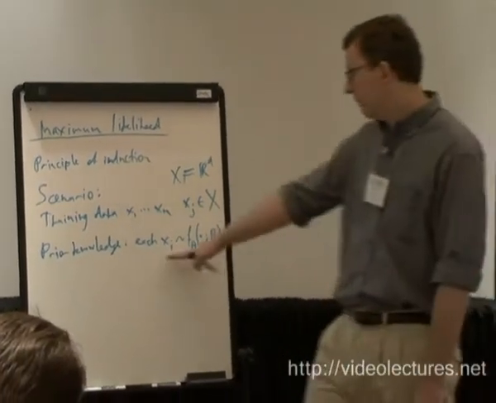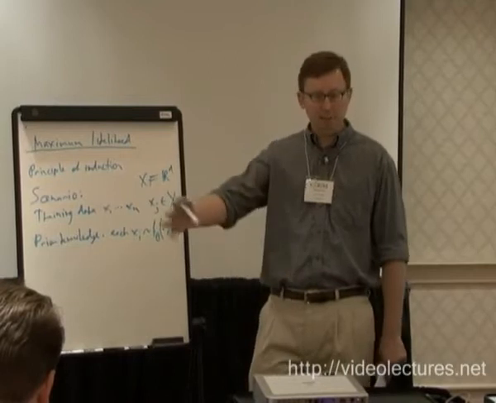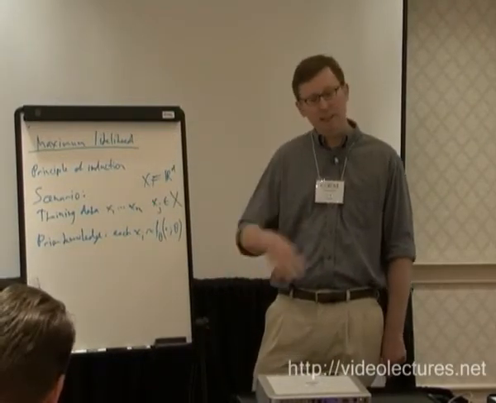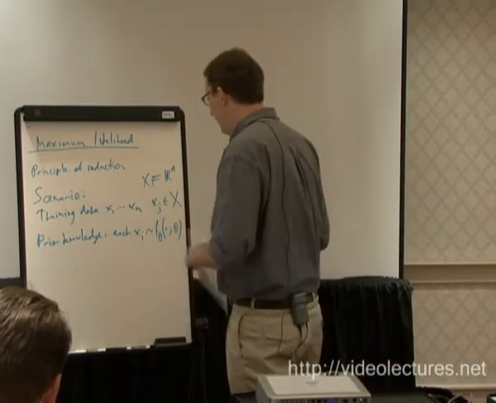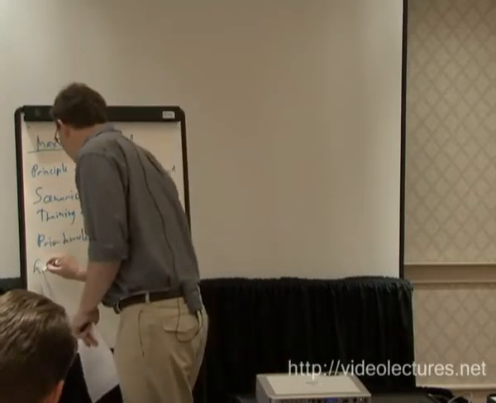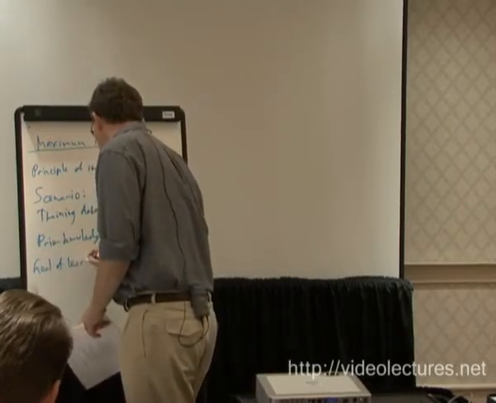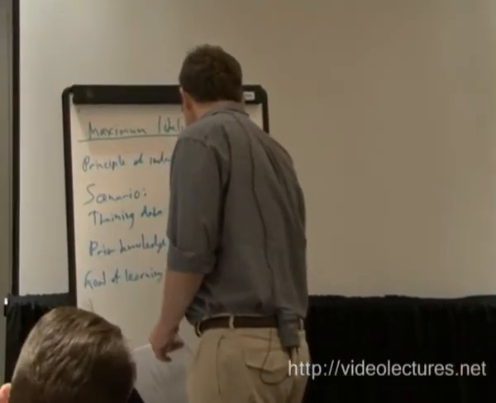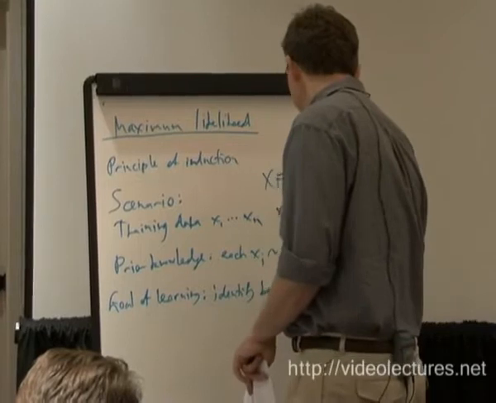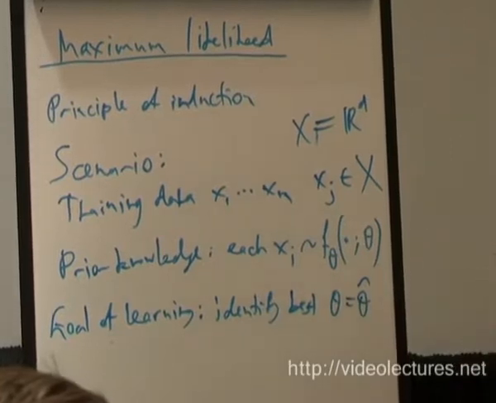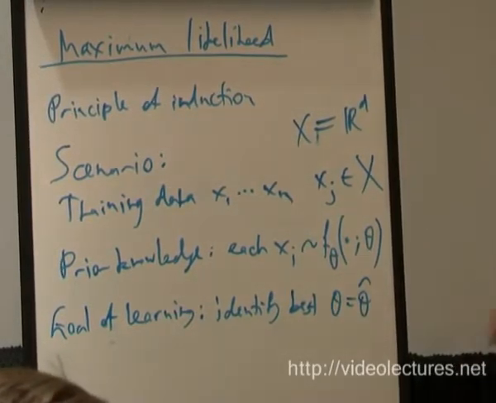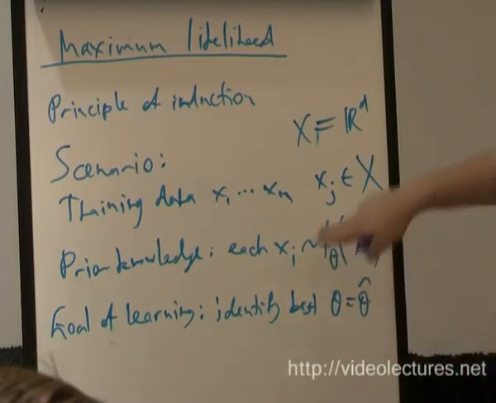My assumption might be wrong. The xi's might follow a distribution that is not a member of this family, and if that assumption is wrong, then really all bets are off. Then the goal of learning is to identify the best theta, which I'll call theta hat. Theta hat is my estimate of theta, based on my training data. I'm not even allowing for the possibility that theta is outside this family.